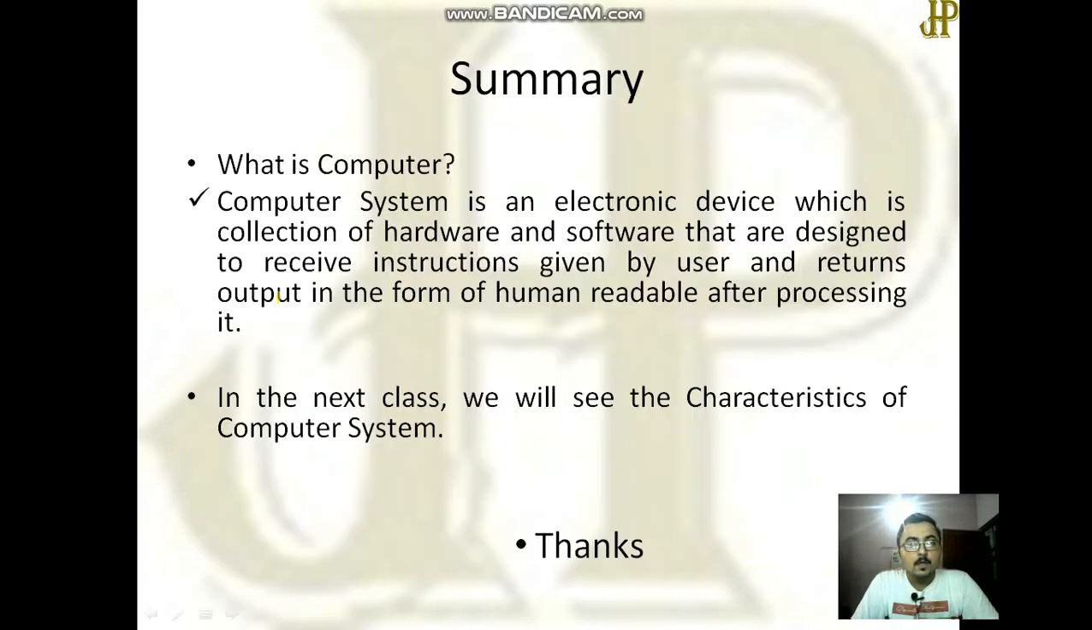So, in today's video, we learned what is computer. I am going to summarize it. Computer system is an electronic device which is a collection of hardware and software that are designed to receive instructions given by user and returns output in the form of human readable after processing it. I hope now you can understand the definition of computer, or you can say a computer system.